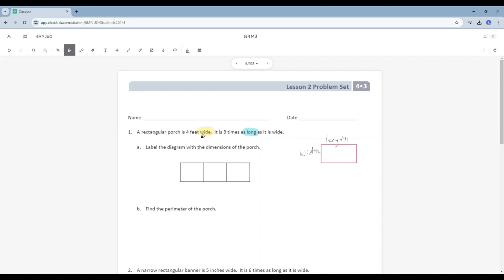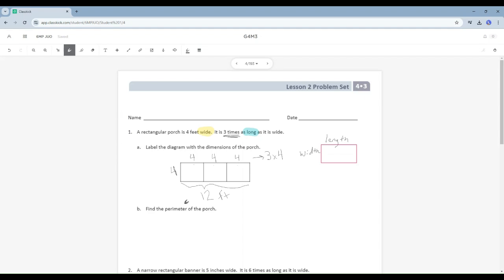So when it tells us that it is 4 feet wide, we know that this left edge is 4 feet. And it is 3 times as long as it is wide. So if my left edge is 4 feet, then I have 3 groups here of 4. So 4 feet here, 4 feet here, and 4 feet here. So this is where we have that 3 times as long. So 3 times the width, which is 4. We could say that this is 4, 4, and 4, or we could say that since it is 3 times 4, that would be 12 feet.